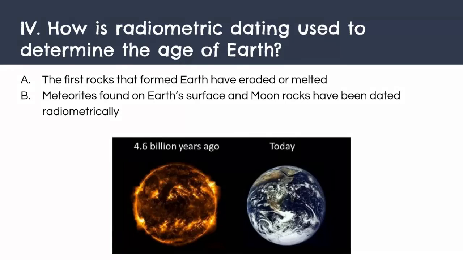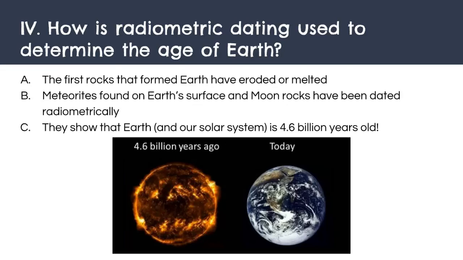Since the rocks that actually formed Earth have gone away, we can figure out the age of the Earth by studying space rocks, meteorites. Meteorites will find their way into our atmosphere and sometimes crash down onto Earth's surface, and we can study them when they get to us. We can also pick up moon rocks and get samples from the moon, and we can date those rocks radiometrically. That's how we are able to know that our Earth and our solar system are roughly about 4.6 billion years old. That's really, really old. Billion with a B.